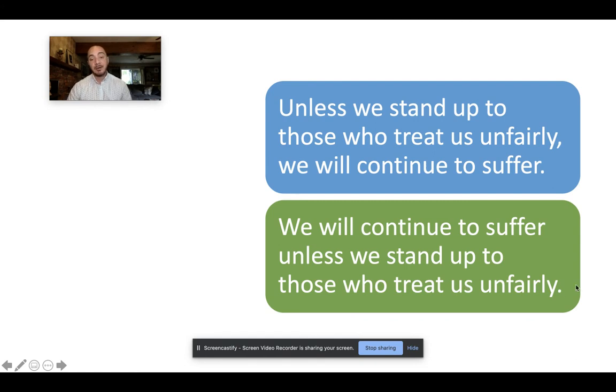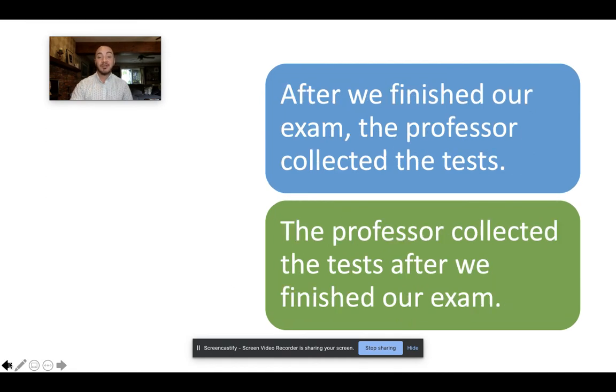is your dependent clause. Now, I want to just pause here and point out that when the dependent clause comes first, meaning when the sentence begins with a subordinating conjunction, you have to put a comma in between the dependent clause and the independent clause. However, when the subordinating conjunction and the dependent clause come second, no comma is needed, as in the green example, right? So let's go back and just take another look here. After we finished the exam, comma, but then the professor collected the tests after we finished our exam. So no comma is needed in the second example. However, a comma is needed in the first example. So just to recap, dependent clause comes first, comma; dependent clause comes second, no comma.